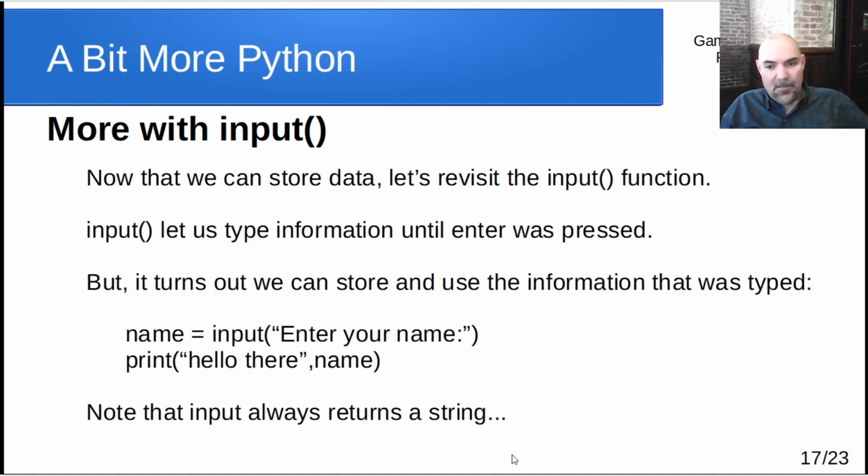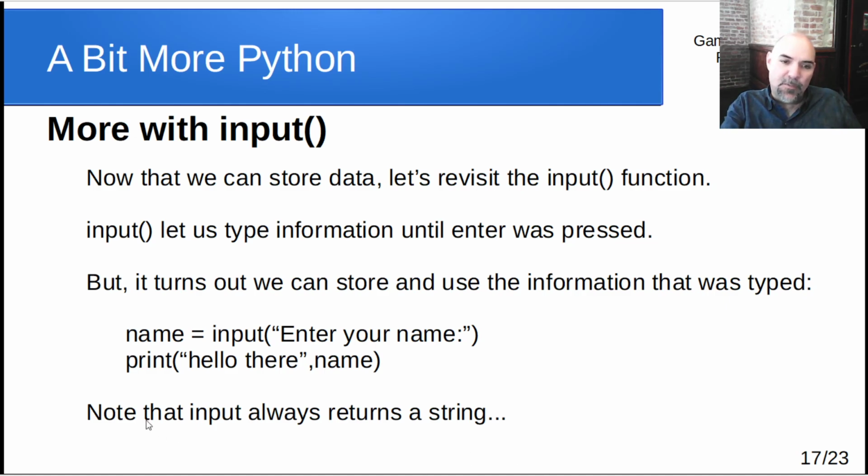Okay, last thing I want to get through today is a little bit more with the input function. The idea here is that now that we can store data in variables, let's revisit that input function and look at other things we can do besides waiting until enter was pressed. It turns out that input not only lets you type things and then hit enter and continue on, but you can actually capture what that function returns, so you have access to what the user typed in on the keyboard.